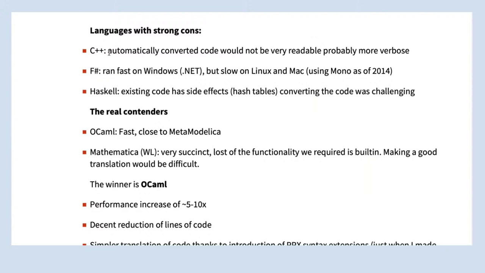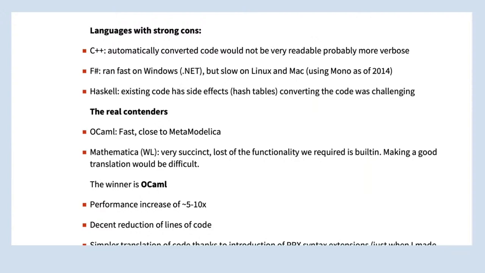We also dropped F# because we found that back then, well, this was around 2014, F# was quite fast in .NET, but compared to Linux and Mac, it was slow. It was running on top of Mono, and we didn't want that. We want something that behaves similarly because our product runs in Linux, Mac, and Windows, and we wanted to have the same experience in all of them.